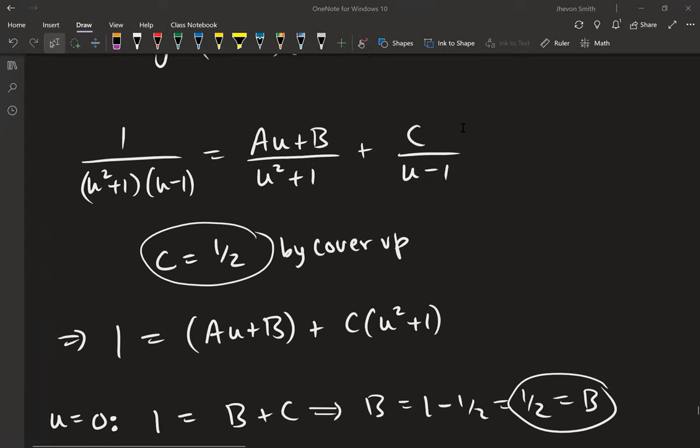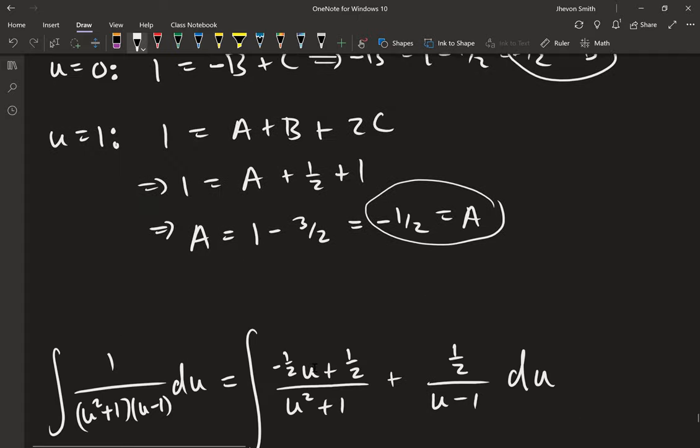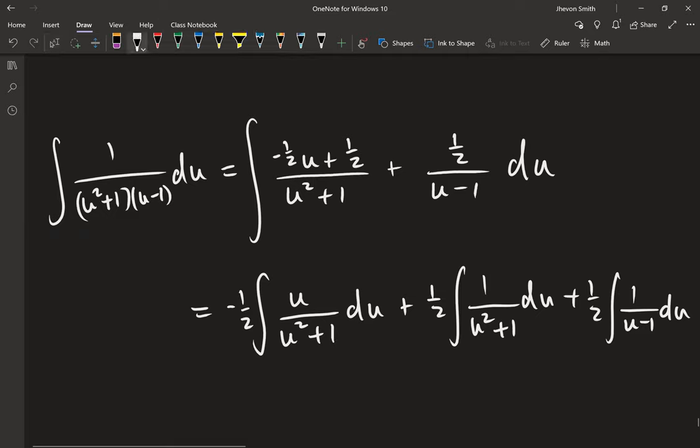Hold on. Did I miss that multiplication? Oh, it should have been. Geez, I should have read that comment earlier. That's what you get when you're rushing too much. There's a u minus 1 here. How would that change things? If I plug in u equals 0, I would end up having a minus b here. I'm having a minus b, so I end up having a minus a half. So the b is also minus a half.